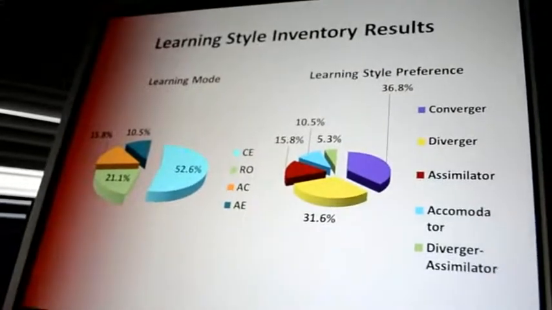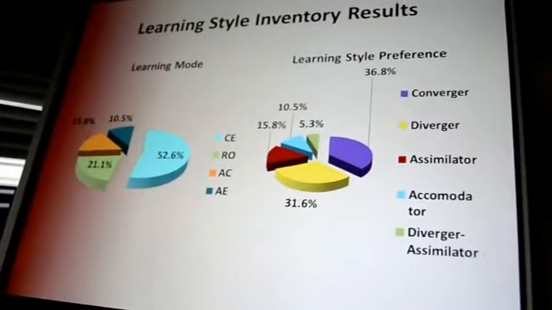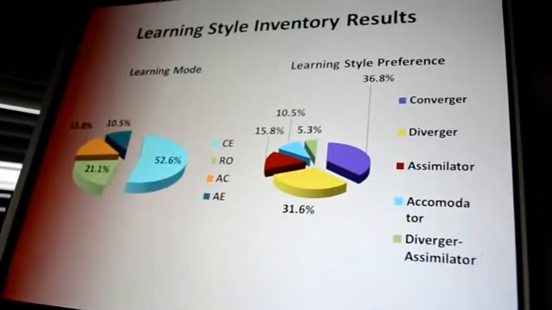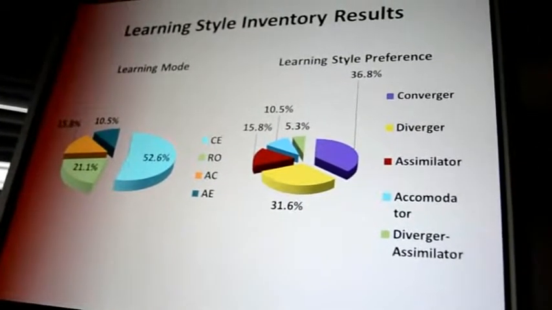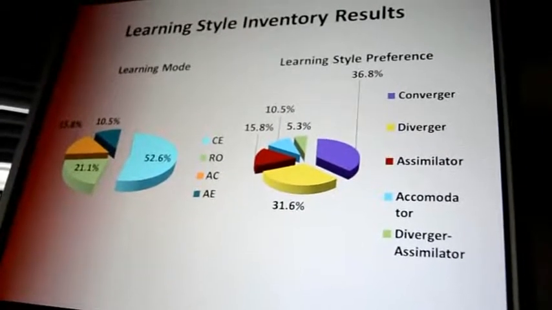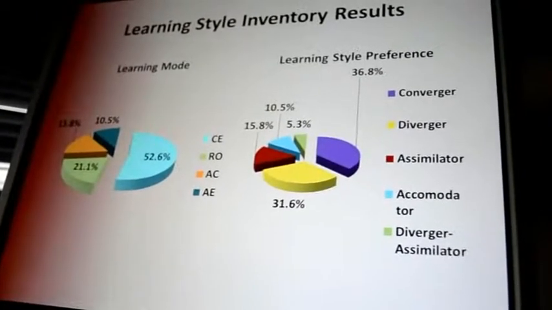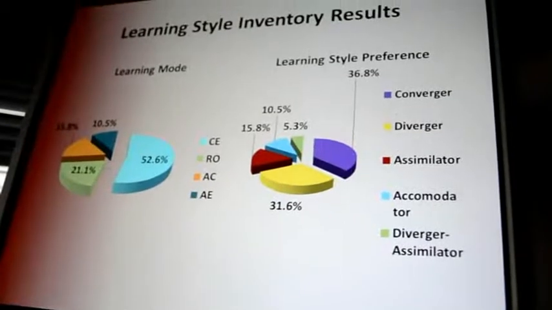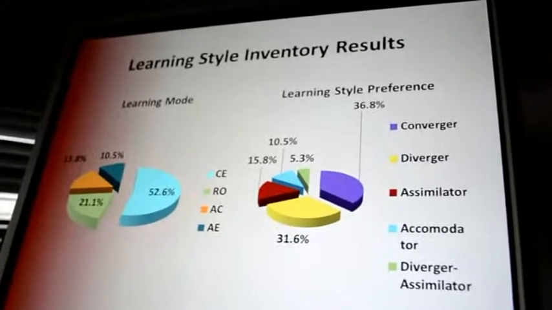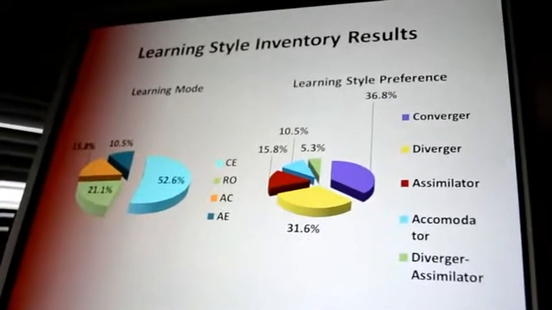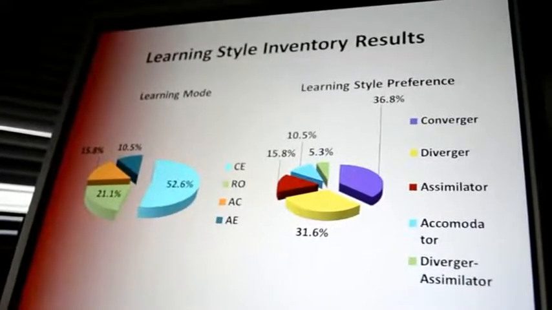Learning style inventory results. The graph on the left shows the preferred learning mode obtained from the results of the learning style inventory. The results indicate that more than half of the participants, 52.63%, had highest concrete experience scores, followed by reflective observation, 21.5%. Active conceptualization, 15.79%, and active experimentation, 10.53%. The graph on the right illustrates the learning style preference of the participants extracted from the same learning style inventory results.